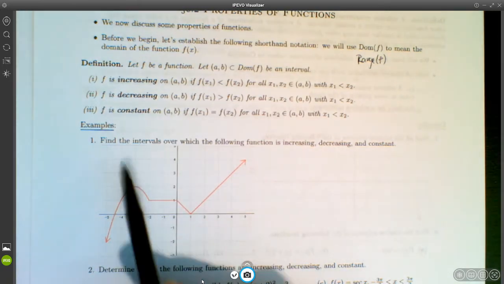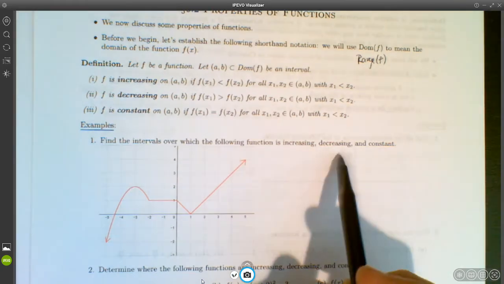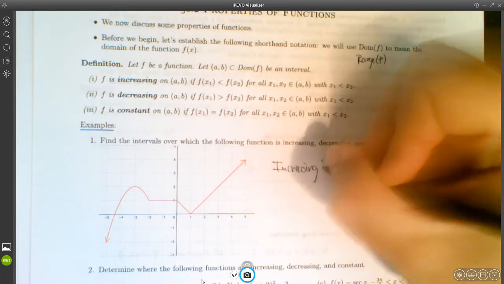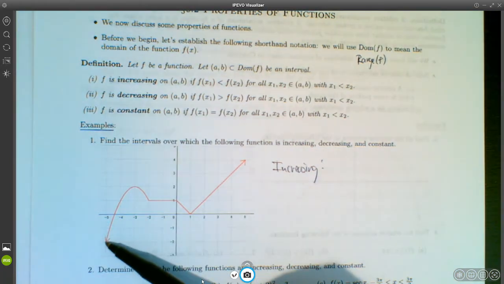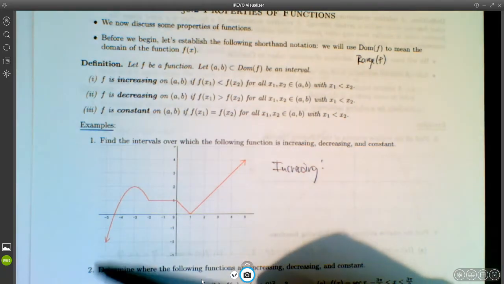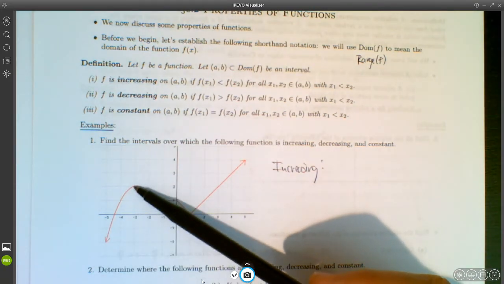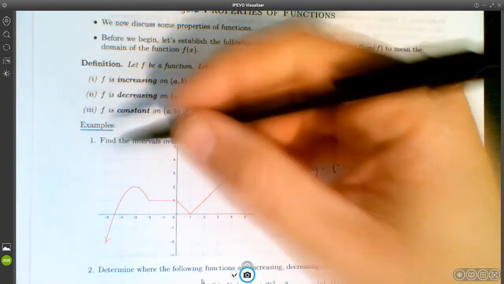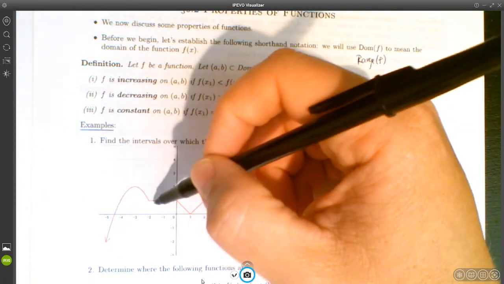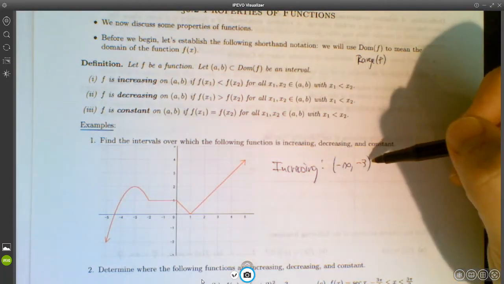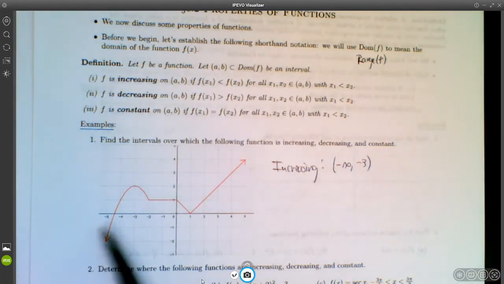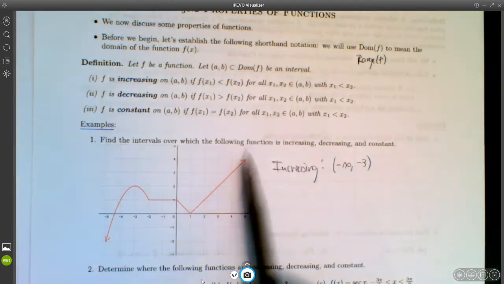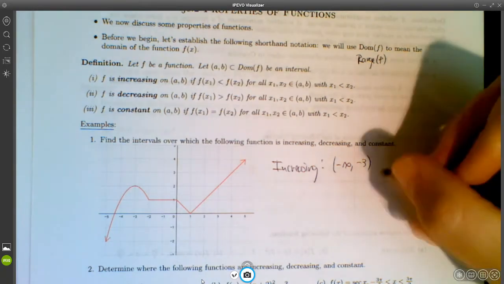So for this function, let's find the intervals over which the function is increasing, decreasing, and constant. So where are we increasing? In other words, if we read this from left to right, where are we climbing? We're climbing from, it looks like, negative infinity all the way up to negative 3. At negative 3 itself, we start to drop, so I'm not including the negative 3 in the portion of the graph where we're increasing. But where else do we increase? We decrease here, then we're constant, then we decrease some more, and then we start to increase again. So from 1 to infinity, I think we're increasing still.